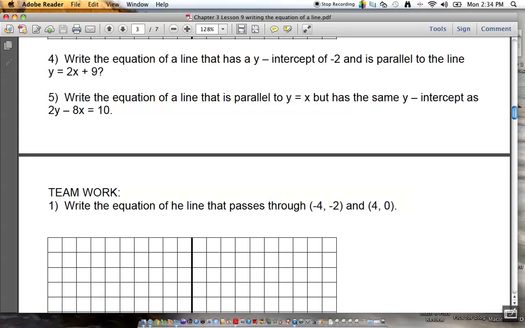Okay, so it says, write the equation of a line who has a y-intercept of -2 and is parallel to y equals 2x plus 9. As soon as it tells me write the equation of a line, I start thinking, y equals box x box. Everybody say that, ready? Y equals box x box. One more time, y equals box x box.